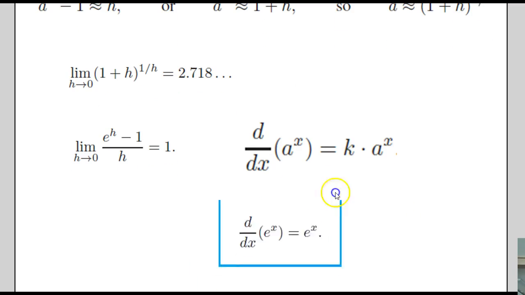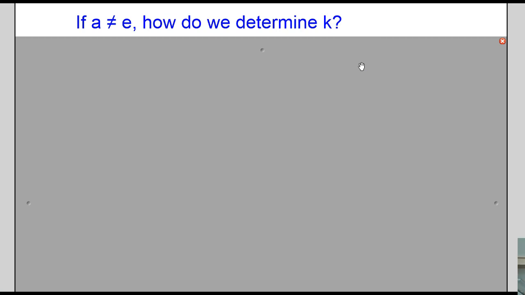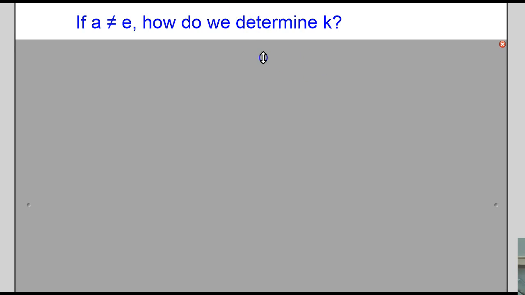So in other words, for e, the derivative of e^x is exactly itself. If a is not e, then the derivative of a^x is equal to a multiple of a^x. Whereas if a is e, the derivative of e^x is exactly itself, e^x. So the next question may ask, well, if a isn't e, how do we determine what that k is? How do we determine what that limit is? Do we have time to numerically go into a table of values and get h really small to see what the value is close to? We can do that, but there's a way we can determine this analytically, and I wanted to show you that way.